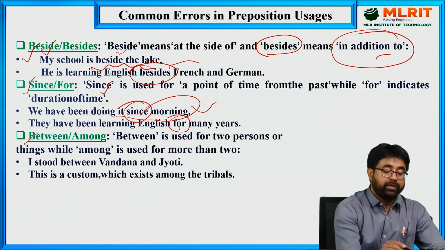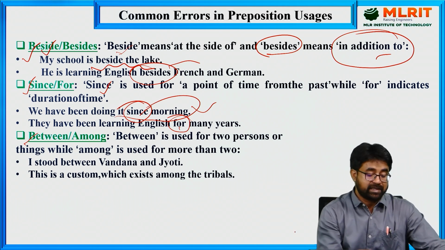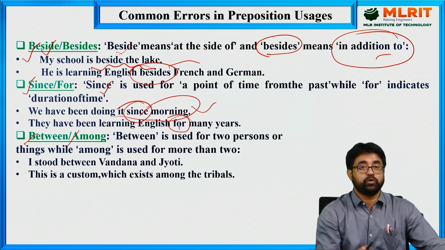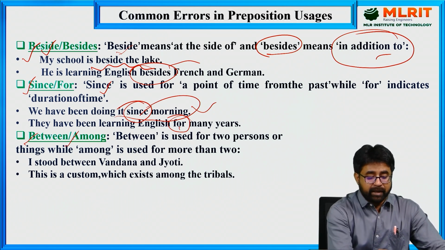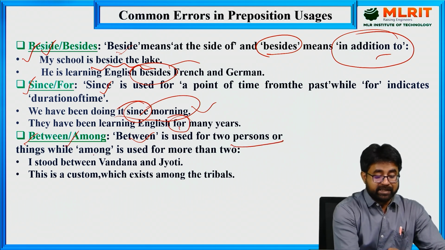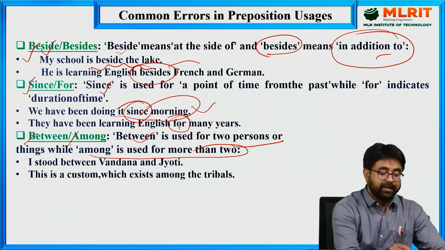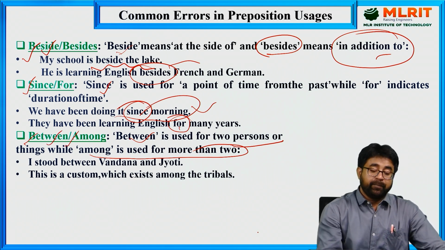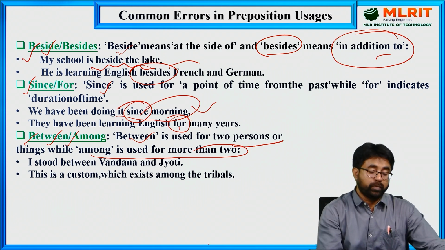Then again, between and among, there might be confusion while using these two prepositions. Sometimes we use them interchangeably, but again, they are different. You should not use them interchangeably. What is the difference between them? Between is used for two persons or things, while among is used for more than two. So if we're talking about two persons, then we can use between. But when the number of persons exceeds 2, we cannot use between anymore. We have to use among.